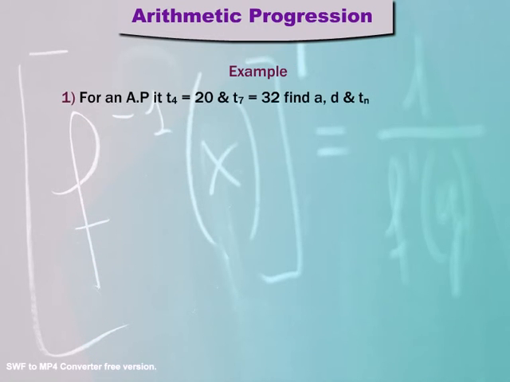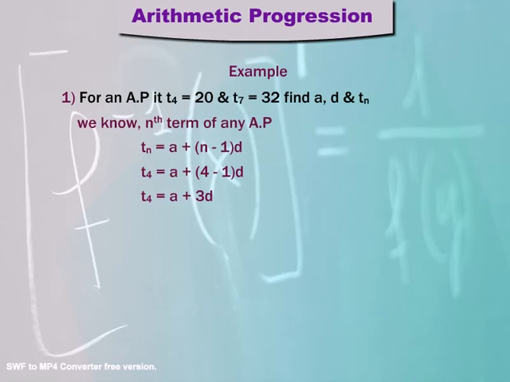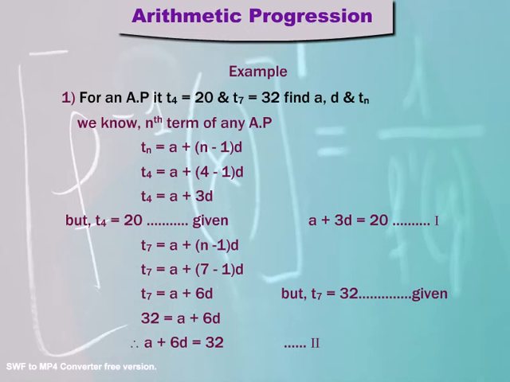Example. For an arithmetic progression, if T4 equals 20 and T7 equals 32, find A, D, and Tn. We know that the nth term of any arithmetic progression Tn equals A plus n minus 1 into D. T4 equals A plus 4 minus 1 into D. So T4 equals A plus 3D. But T4 equals 20. This is given. Therefore, A plus 3D equals 20. Equation 1.